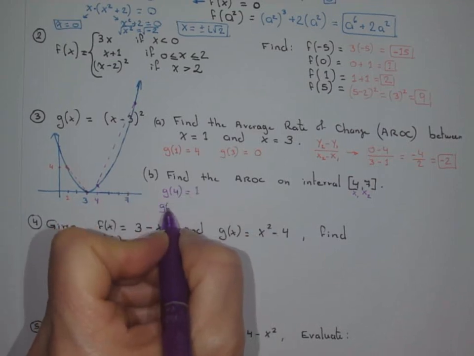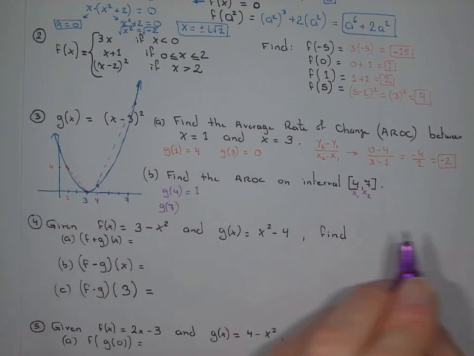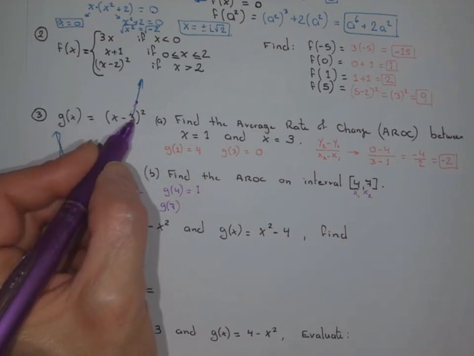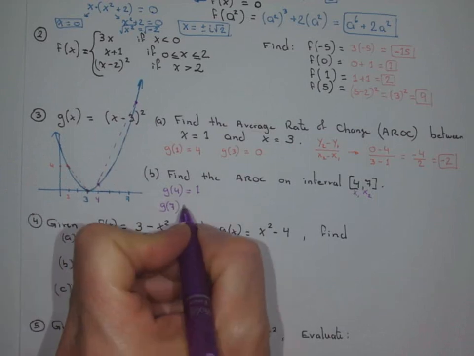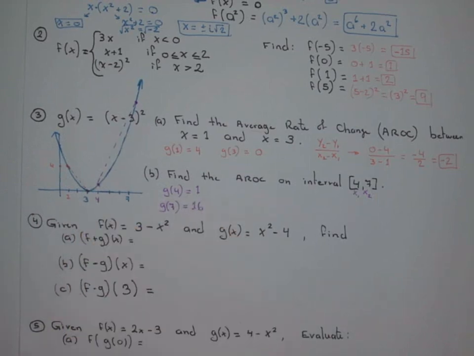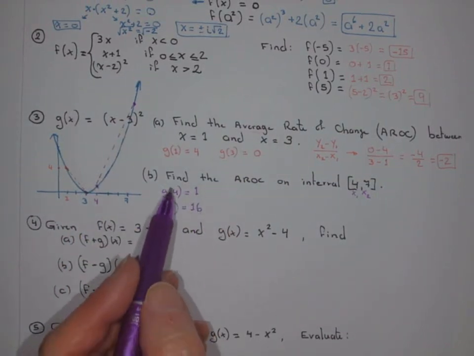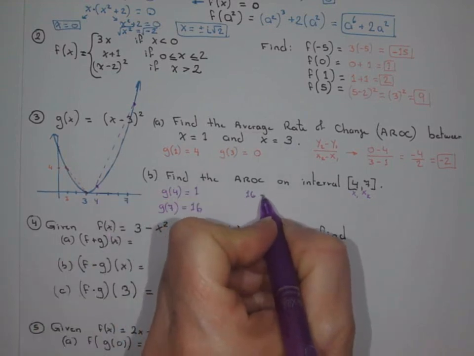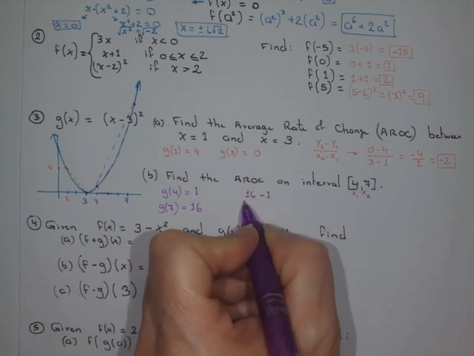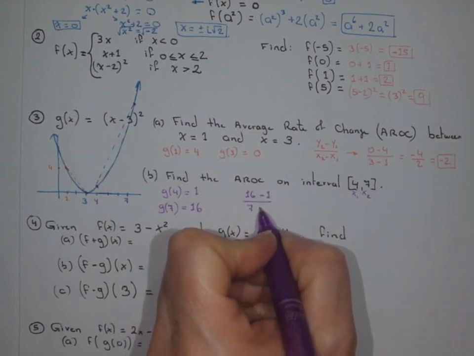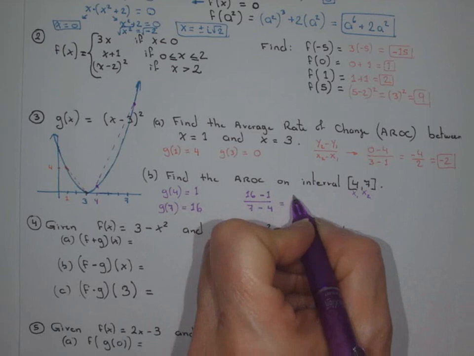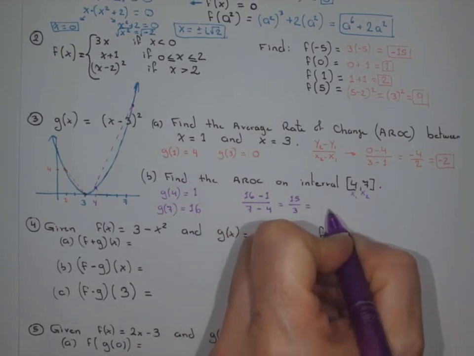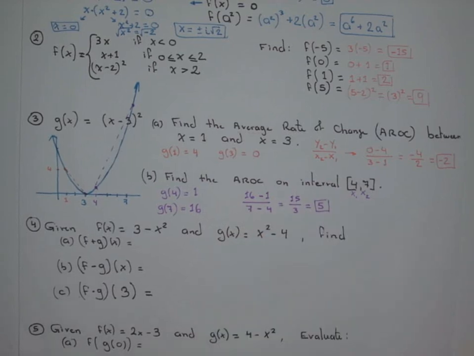And then we need g of 7, right, when x equals 7. So we're going to replace x by 7. 7 minus 3 is 4, and 4 squared is 16. So those are my two y's, those are my two x's. I'm going to use my slope formula. So y2, 16, minus y1, 1, over x2, 7, minus x1, 4. 16 minus 1 is 15, 7 minus 4 is 3, and 15 divided by 3 is 5, so the average rate of change will be a 5.